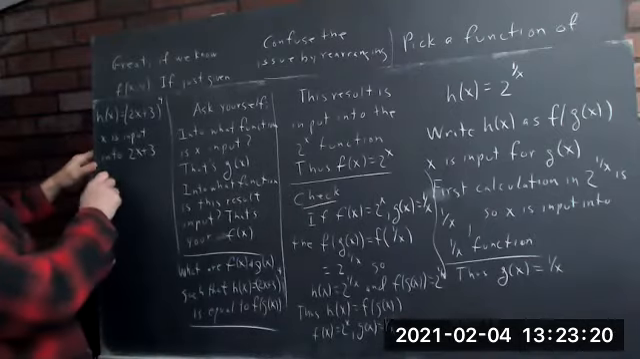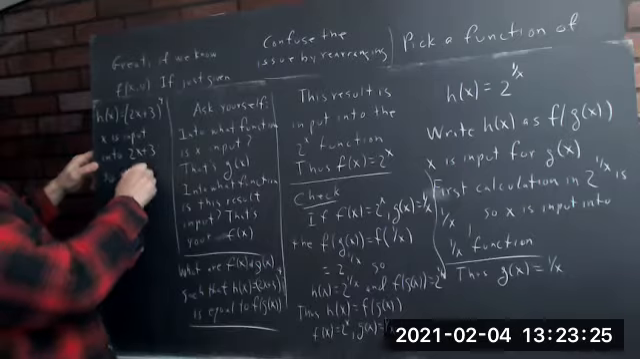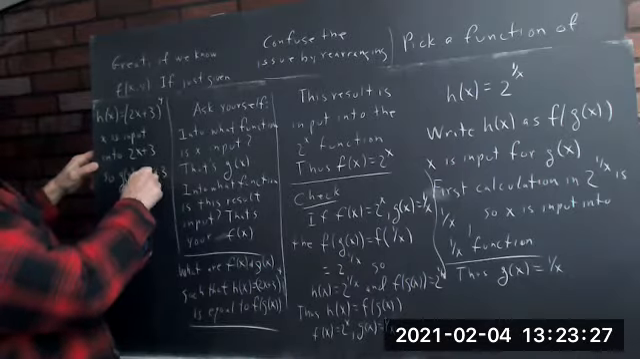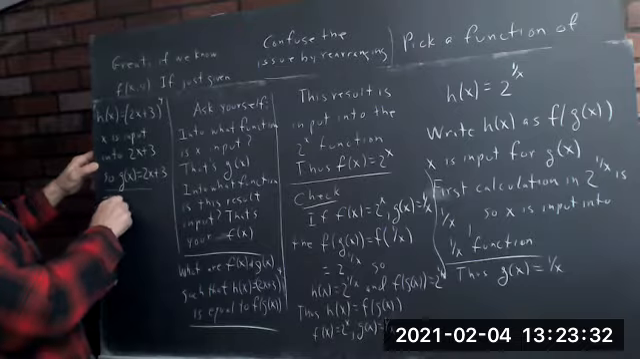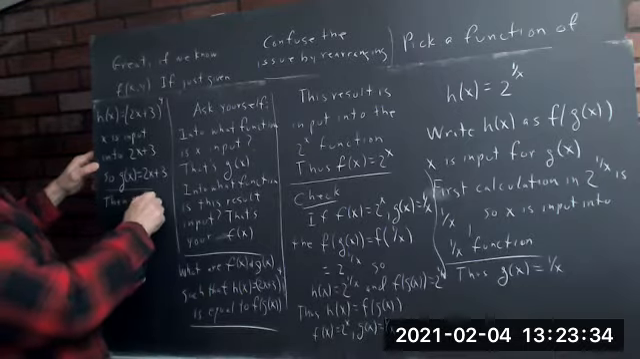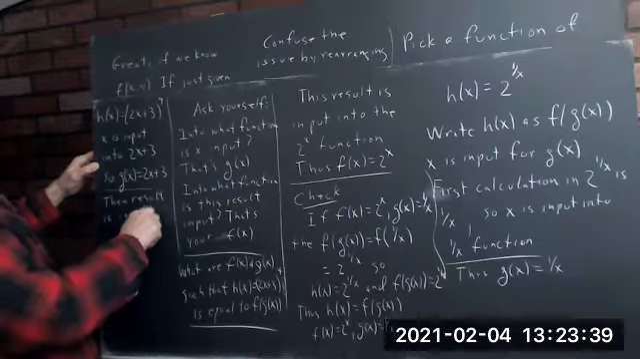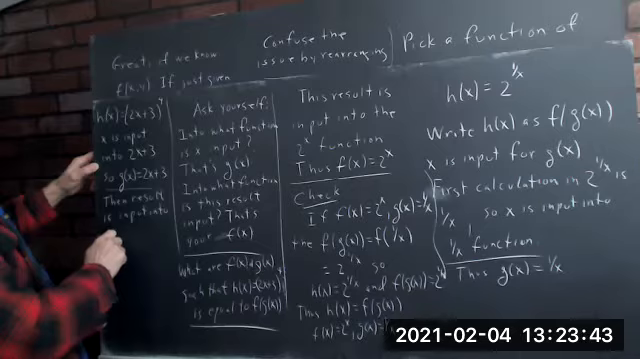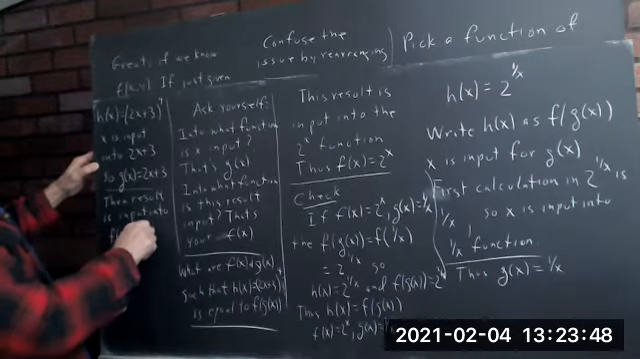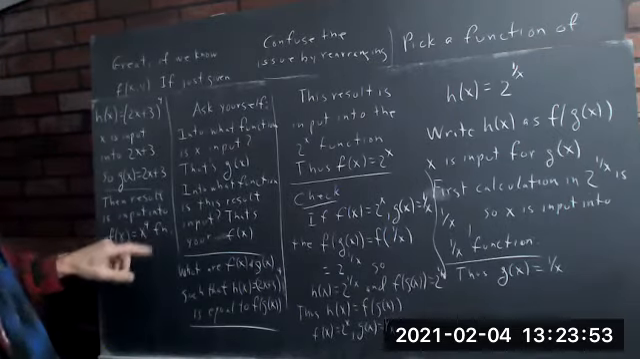And then, g of x will be 2x plus 3. And the result is input into the f of x equals x to the 4th function.